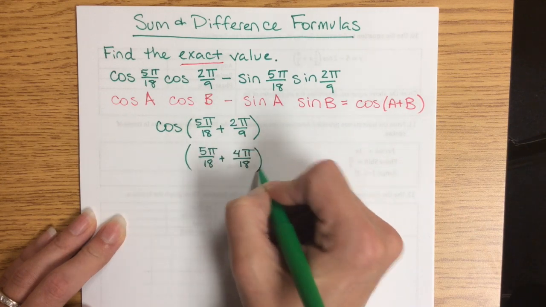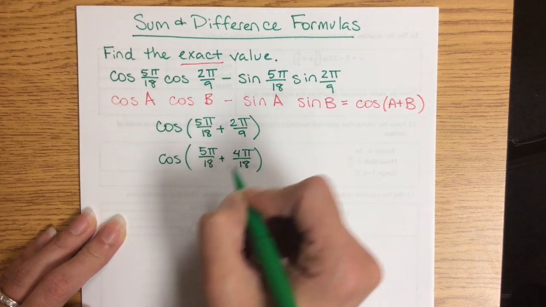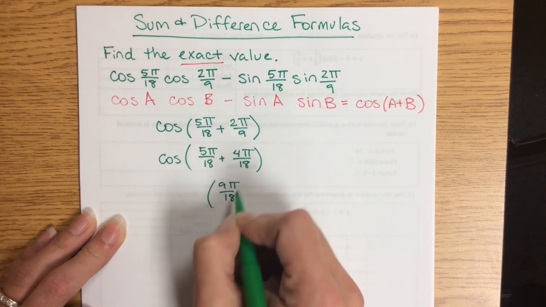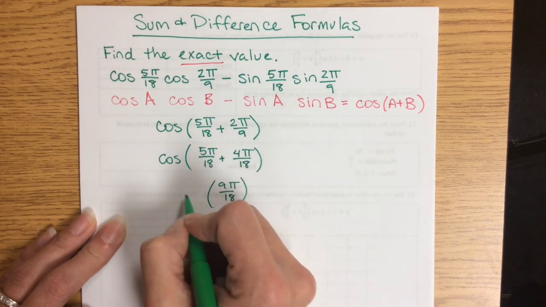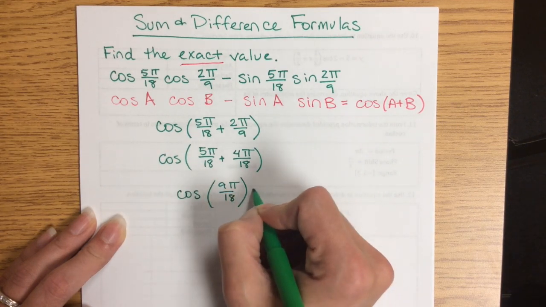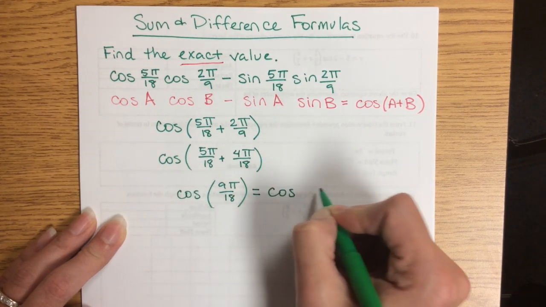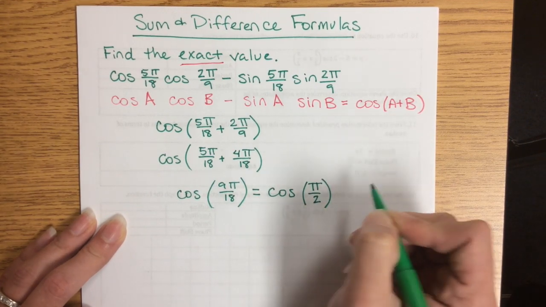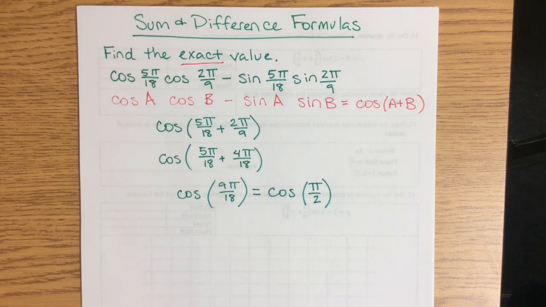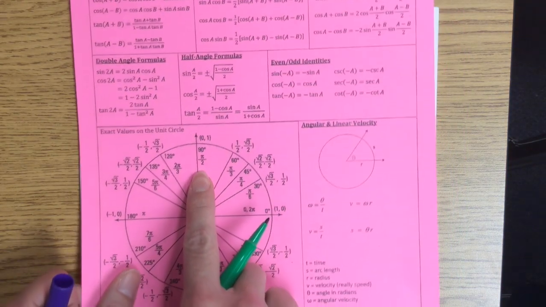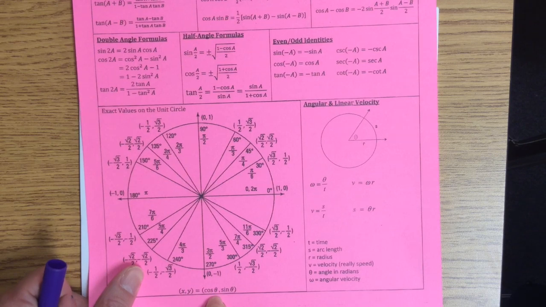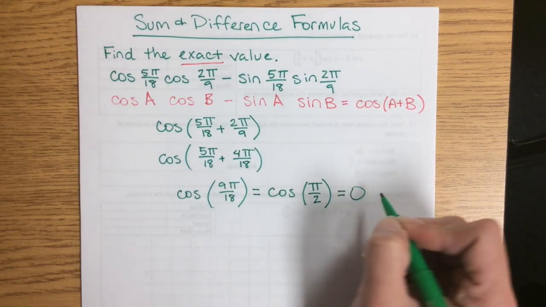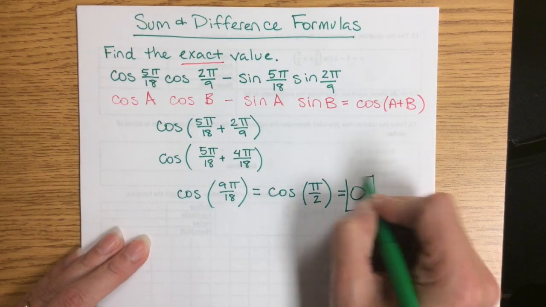And let's add those together. And so 5 plus 4 is 9 pi over 18, and 9 divided by 18 is 1/2. So this is equivalent to cosine of 1/2 pi, or pi over 2. Now pi over 2 is on our unit circle. It's right here. And cosine, if you remember, is the x coordinate. So our answer is 0. There you go.